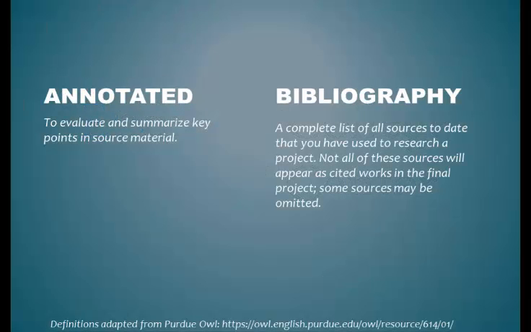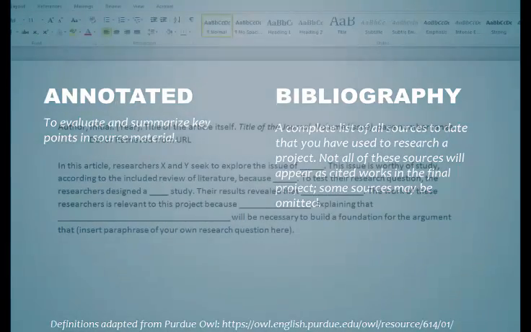When asked to complete an annotation, this means that we have to evaluate and summarize all of the key information from the source material. A bibliography refers to a completed list of all the sources to date you have used to research a project. It's interesting to note, though, that perhaps not every article you read for the bibliography will make an appearance in the final project.